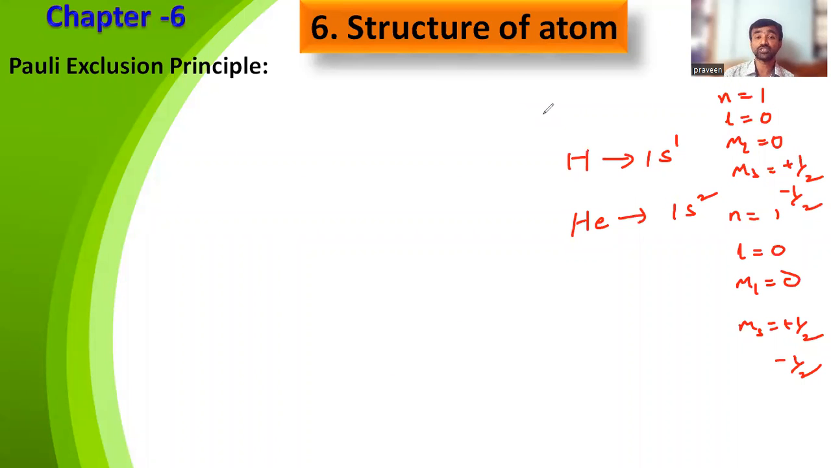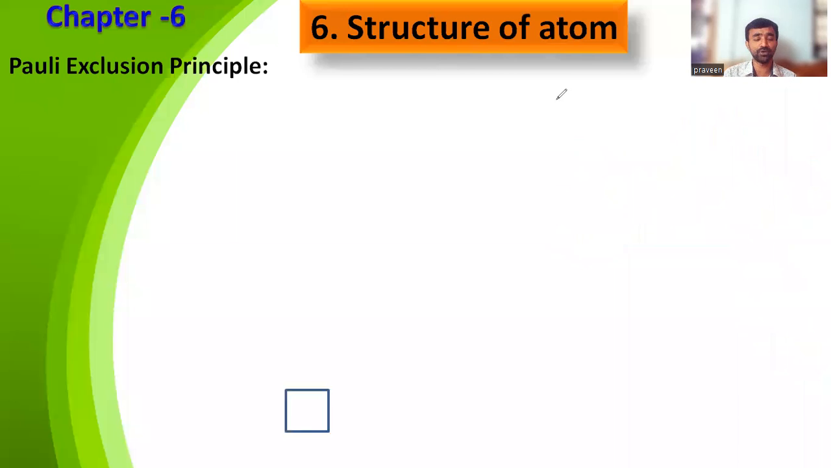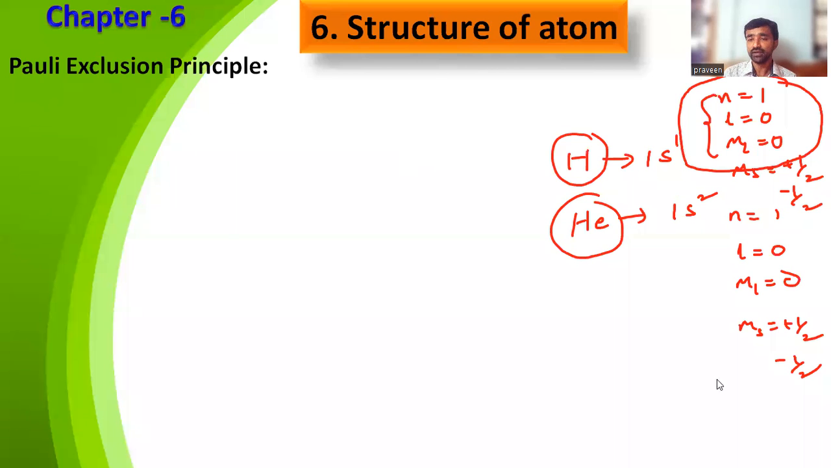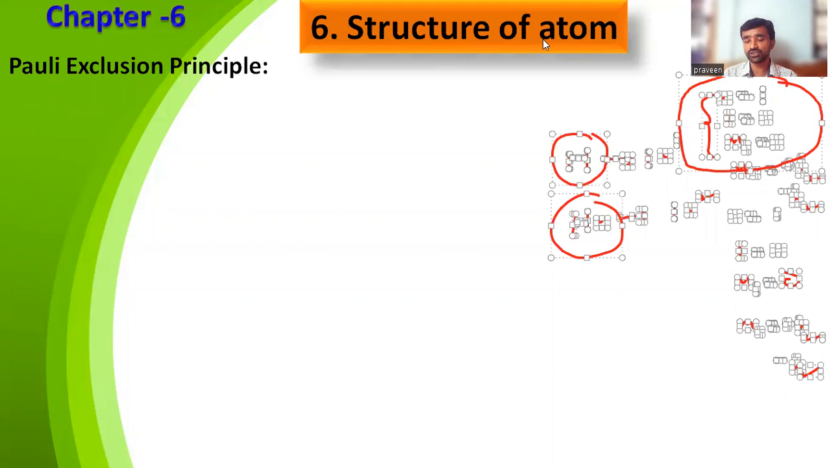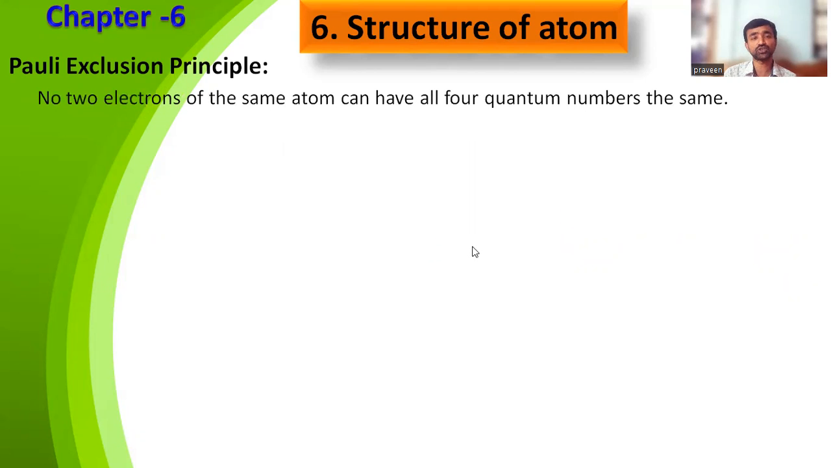Simply, Pauli's exclusion principle says that electrons in an atom must differ in their 4 quantum numbers. At least one quantum number must be different. They may be the same in the first 3, the principal quantum number, azimuthal quantum number, and magnetic quantum number, but they must differ in their 4th quantum number. So that is the principle given by him, called Pauli's exclusion principle.